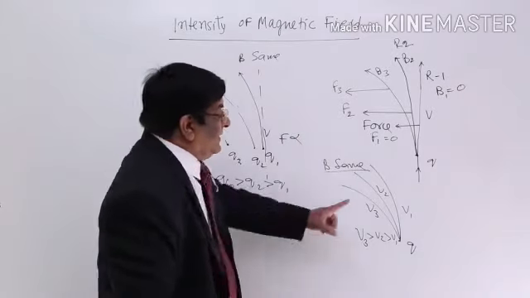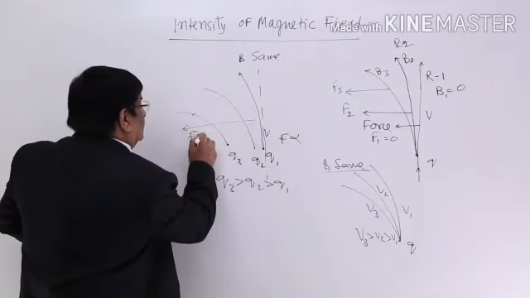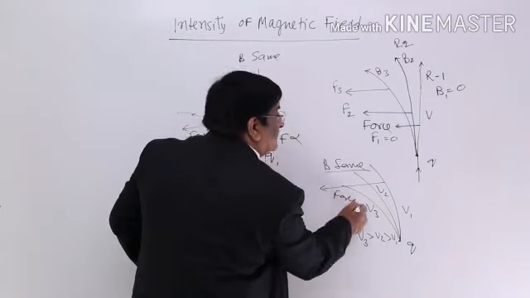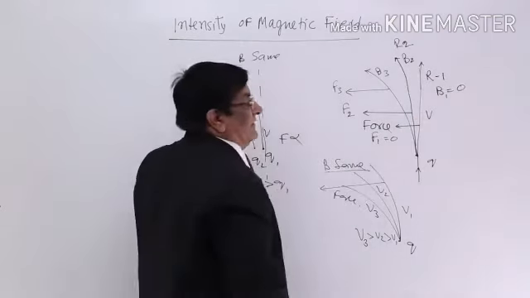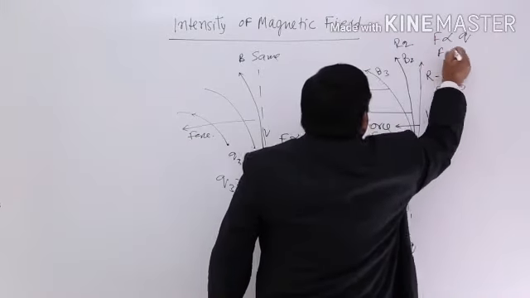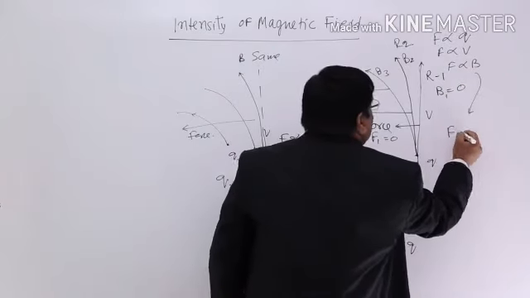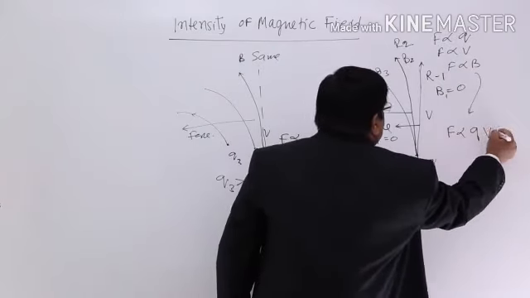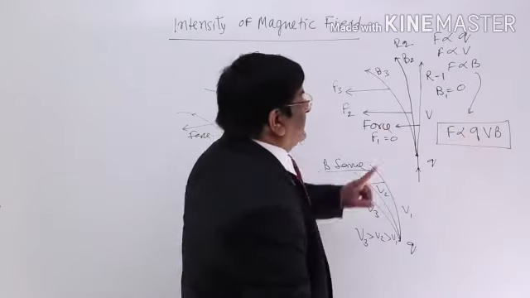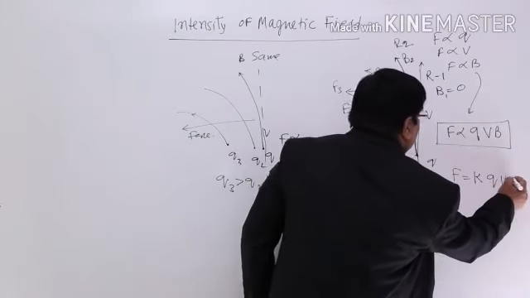Now I find that if I increase Q, the force increases. If I change velocity, the force increases. If I change magnetic field, the force increases. So F is proportional to Q, F is proportional to V, and F is proportional to B. Combining all the three, I get F is proportional to Q V B. So in this there should be a constant: F is equal to K Q V B.